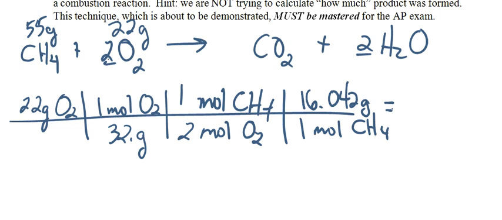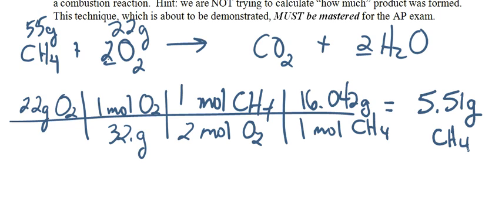Now this will give a different value, so I need to type this in. So 22 times divided by 32 times, sorry, 22 times, so 5.51. And this is methane. Okay?